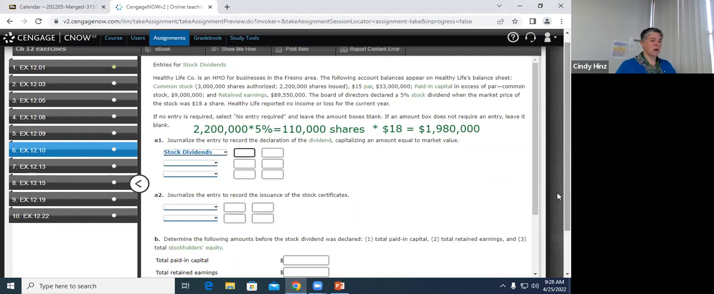Just like for the cash dividends, the debit side of this journal entry is to record the value of the dividend. In this case, $1,980,000. When it was cash dividends, we debited cash dividends. Now that it's a stock dividend, we debit stock dividends. If this was a large stock dividend between 25 and 100%, rather than using the $18 a share, we would have used only the par value.